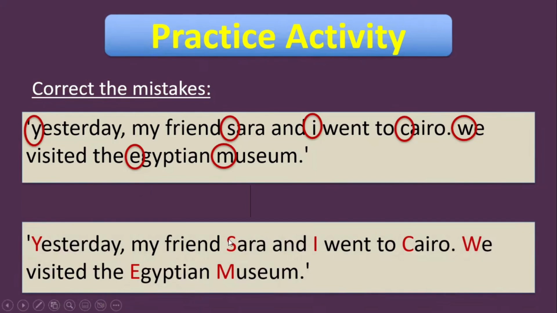Okay, here also the word Sarah is capitalized because this is a name of a person. And then I, as we said, usually I should be capitalized all the time. And then Cairo is a name of a city, so it needs to start with a capital letter.